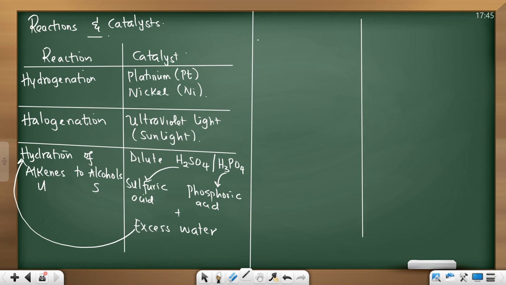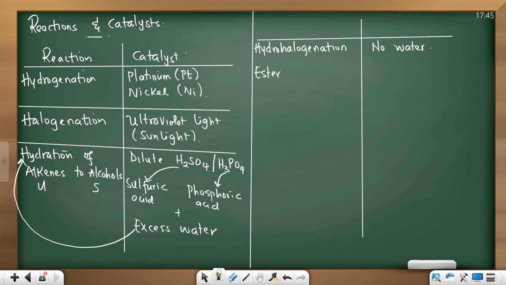We have just two more. Hydrohalogenation. This one, there must be no water. That's the condition. If water is present, it's going to go into alcohol. No water.